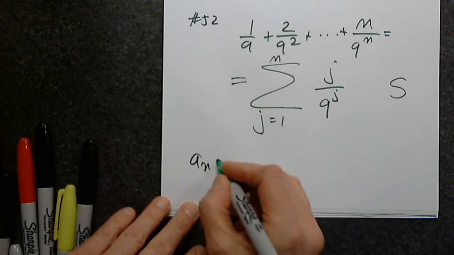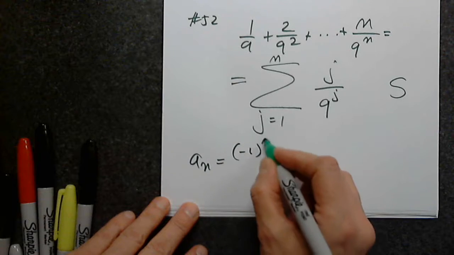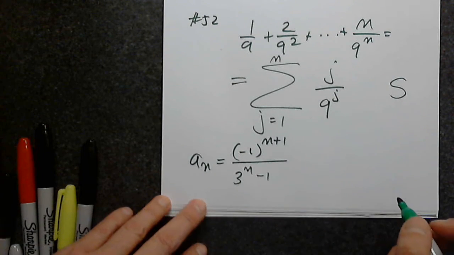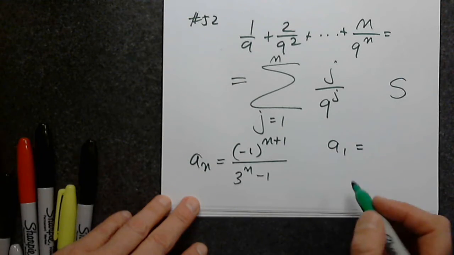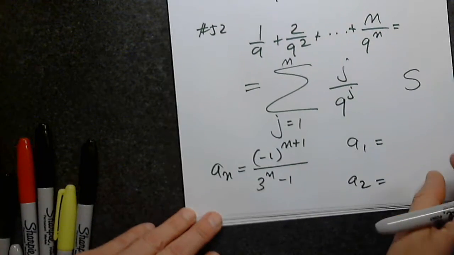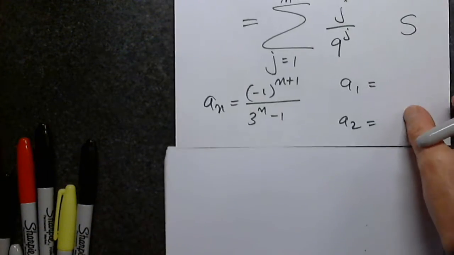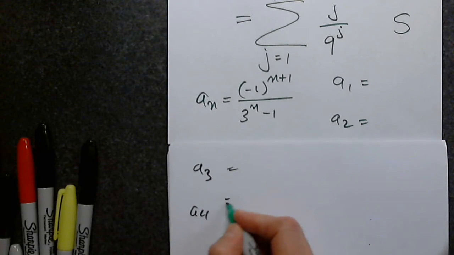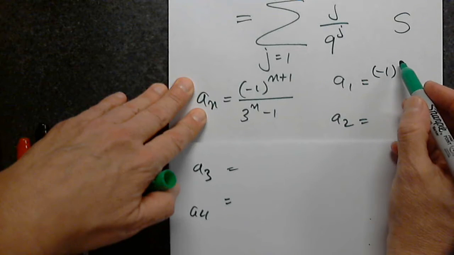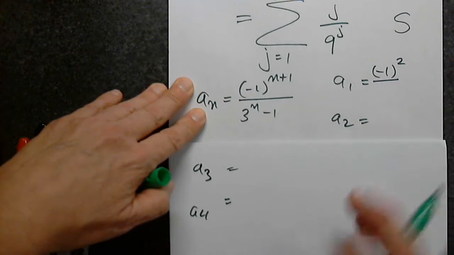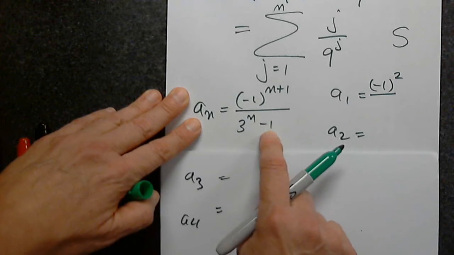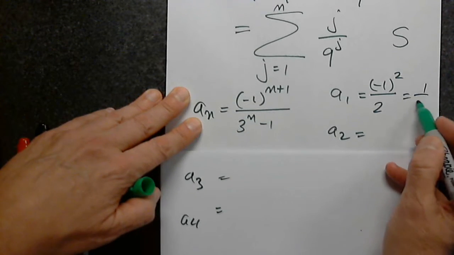Perfect. So a_n equals -1 raised to n plus 1 divided by 3 to the n minus 1. They're asking us to find a1, then a2, then a3, and then a4. So a1 is -1 raised to 1 plus 1, which is 2, over 3 to the first minus 1, which is 2, so it is indeed 1/2.